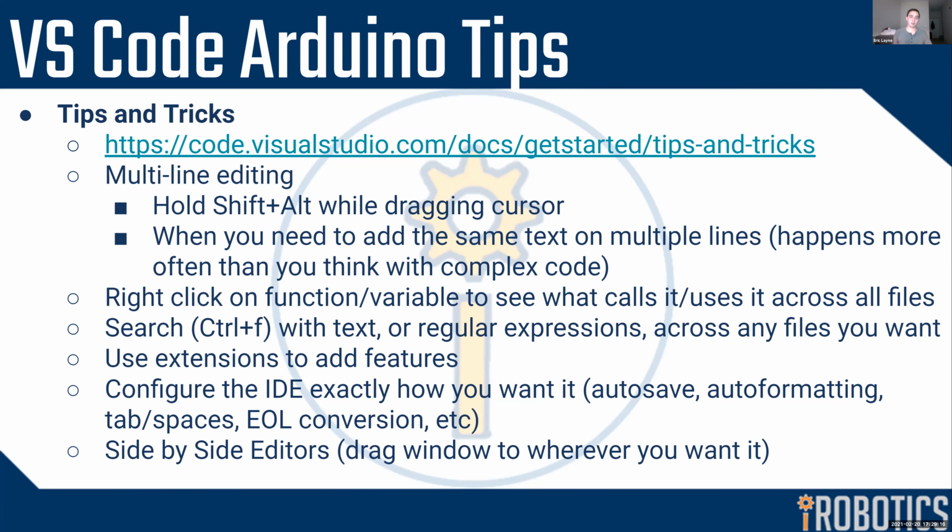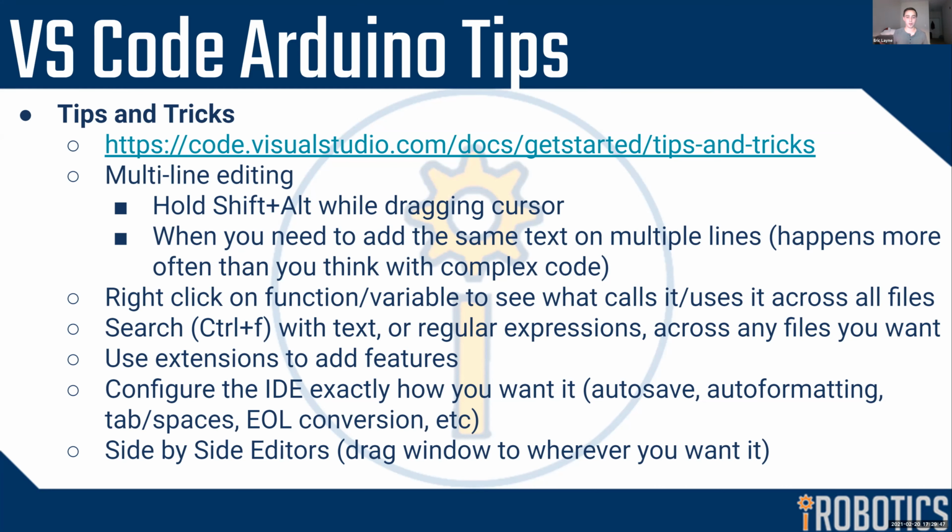Okay, and then so the tips and tricks, there's a whole tips and tricks guide for VS Code linked there, but these are the main ones that I use. Multi-line editing: you can hold Shift plus Alt while you're dragging your cursor to select multiple lines of code, and if you need to change the name of something, you can change it in a bunch of places, all line by line, really easily. Happens more often than I thought it would have, but it's a fairly useful feature.